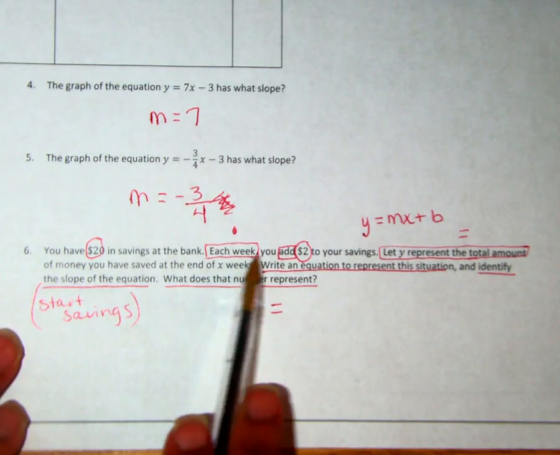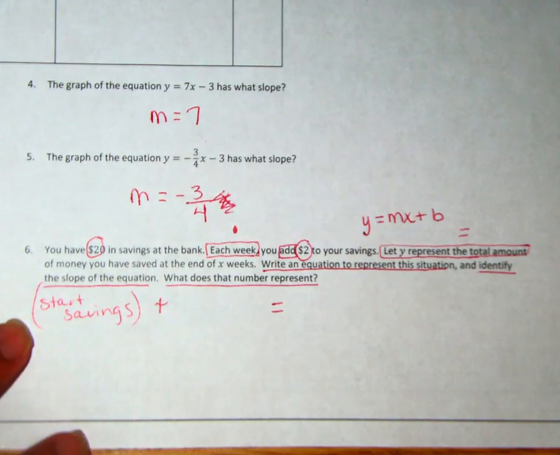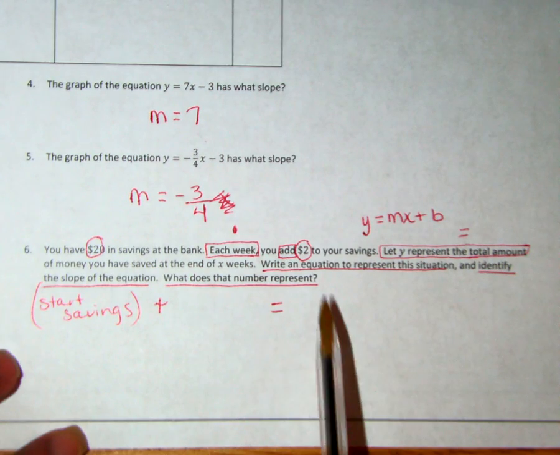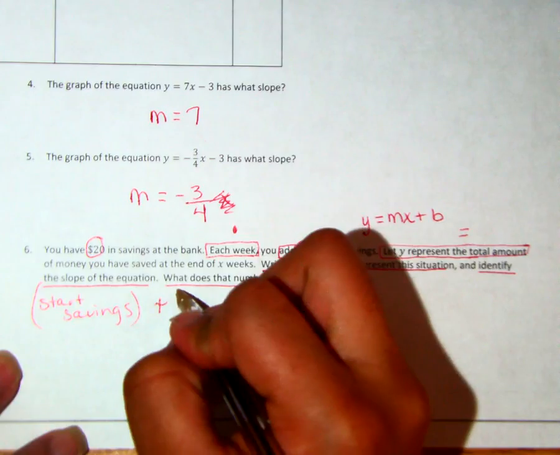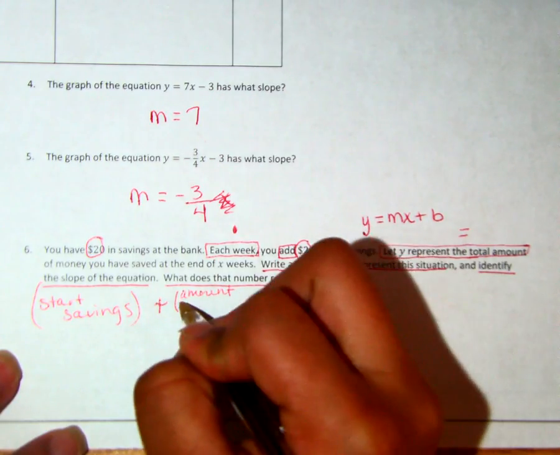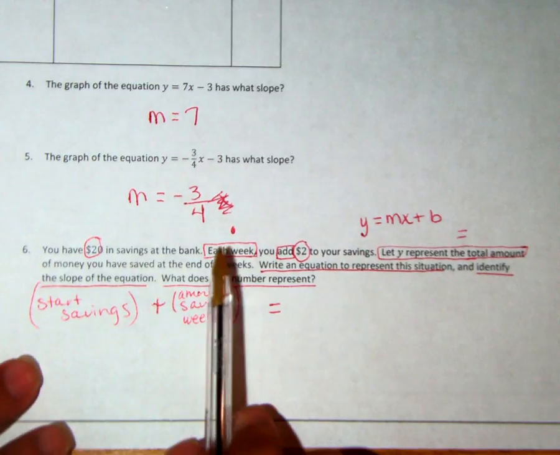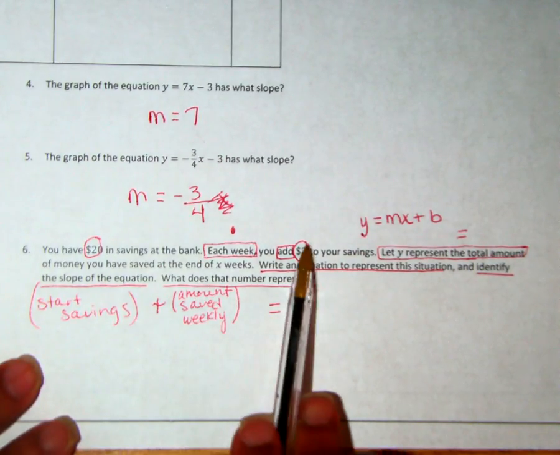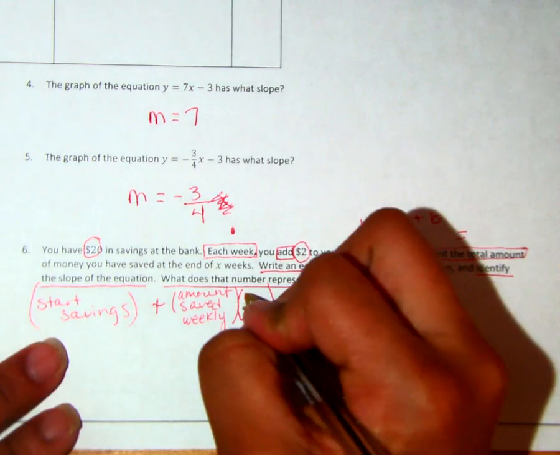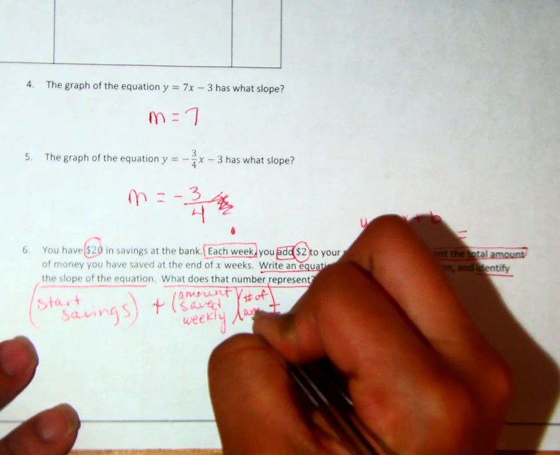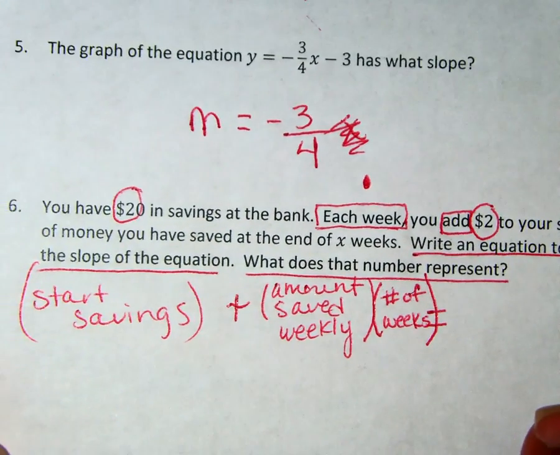Okay. Then it says each week I add to my savings, so I have this starting savings, and I'm going to add to it. What am I adding to that? I'm adding $2. So I got the amount saved weekly. And then each week, how would I show each week me saving $2? Yeah, I'm going to use the operation of multiplication. I use multiplication. So I would say the number of weeks. You can zoom in and slow down. Click continue when your paper looks like mine.